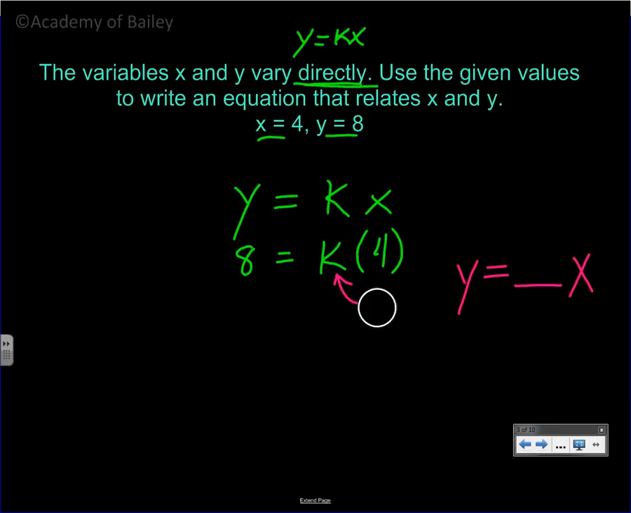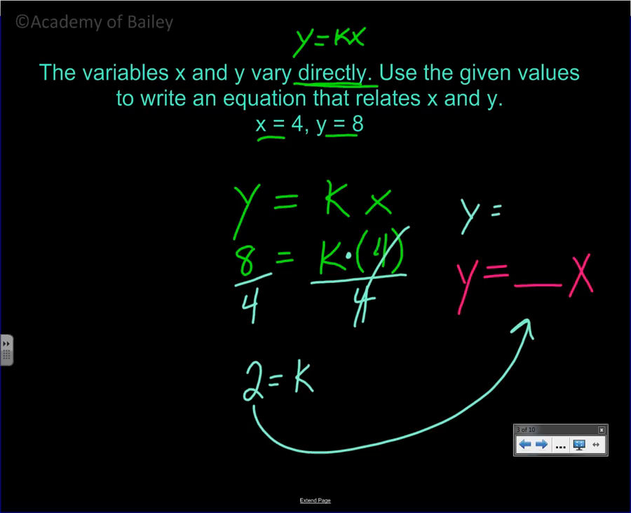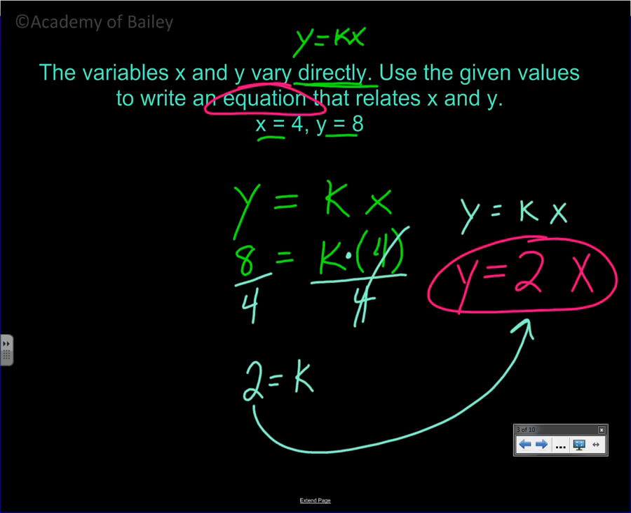So let's look here. If we're multiplying k by 4, we want to get it by itself by dividing by 4. The 4's on the right side cancel off, and 8 divided by 4 is 2. So k is equal to 2. Then we'll plug it in. Y is equal to k times x is the equation, so y is equal to 2x is the equation that you're asked to write that relates x and y. Y equals 2x.